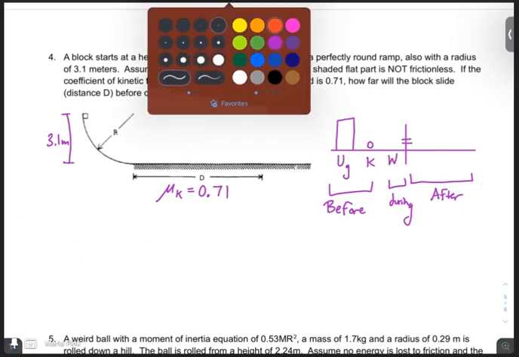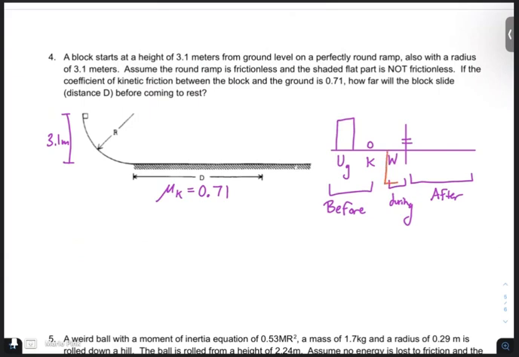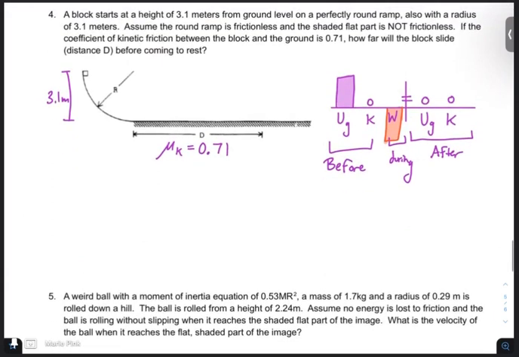Specifically, my work is going to need to be negative because after the block slides on this friction part, there is work done from friction to remove energy from the system. So that's why I made work negative, because after that, my gravitational potential energy will be 0, and my kinetic energy will also be 0. So now I have a setup for me to go ahead and write my equation.